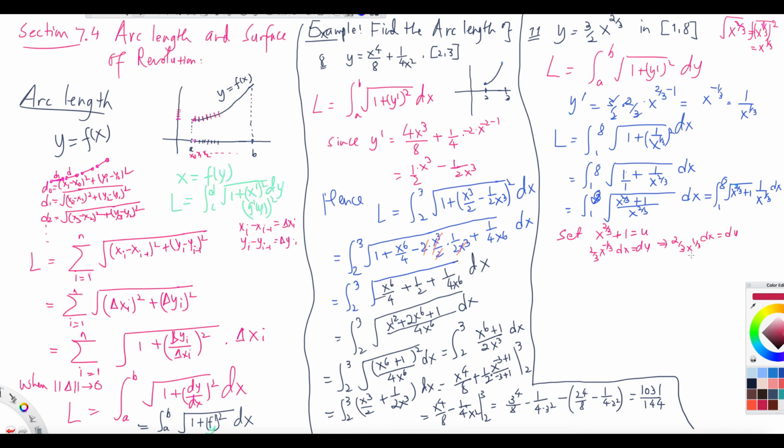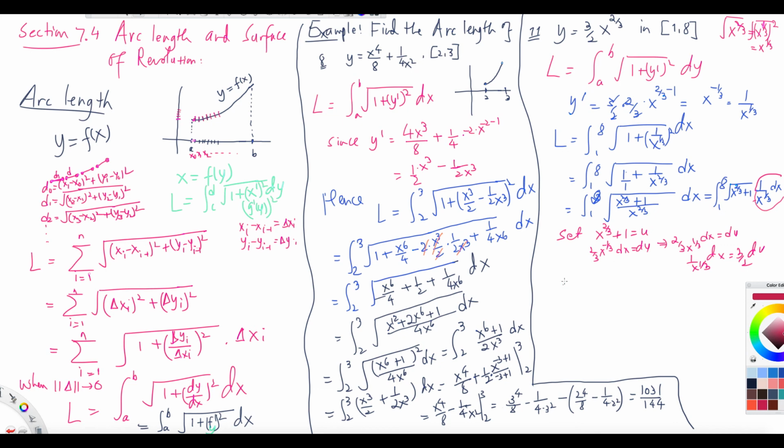So what do you get? 1 over x to the 1/3, and then dx will be 3/2 du, right? You multiply by 3/2 on both sides. So that's what you get. So this thing is basically 3/2 du, and this is u, right? So what do you get? And you can also change the limits for u.